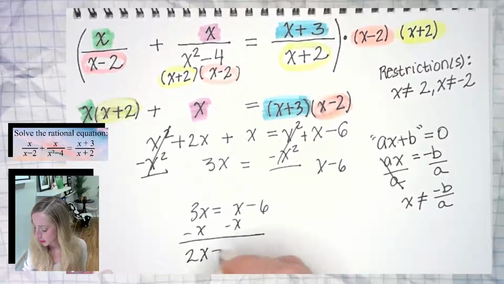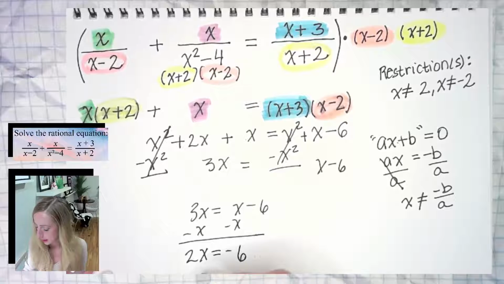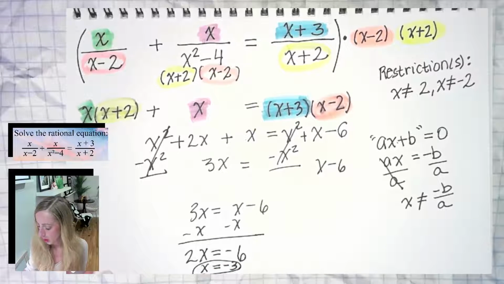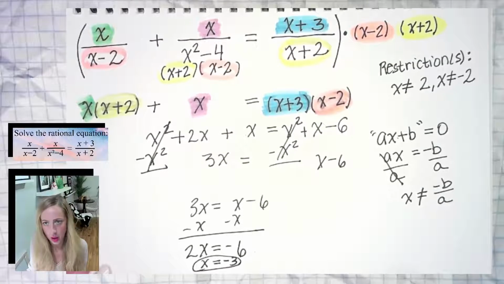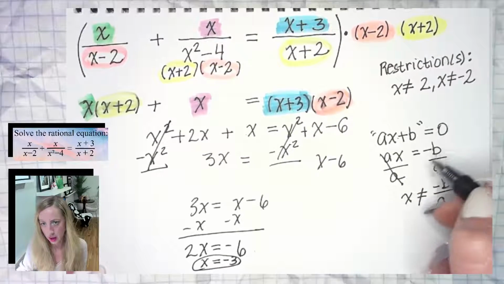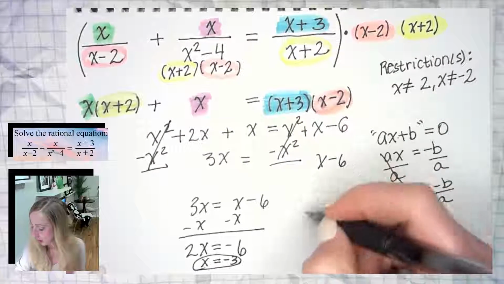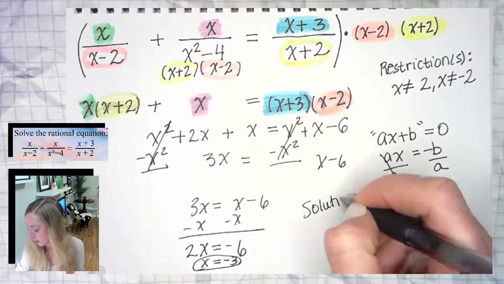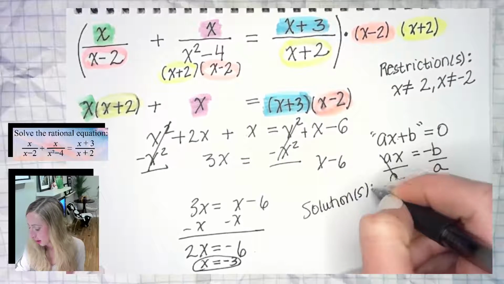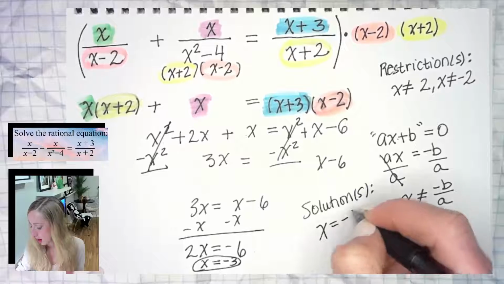So you have 2x is negative 6. And lastly, we divide by 2 and we get x equals negative 3. Wonderful. Fantastic. Now, double check your restrictions. Was 3 or negative 3 rather allowed? It was. So the solution, all is said and done, is x equals negative 3.